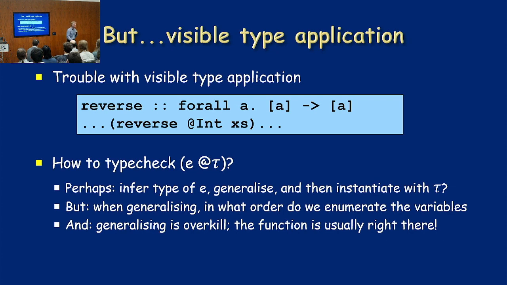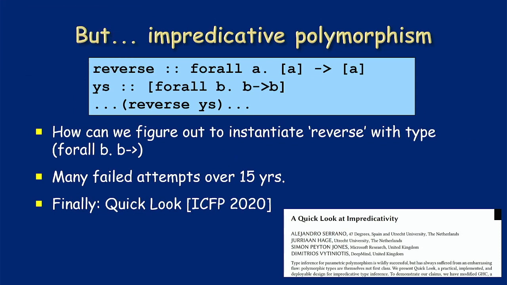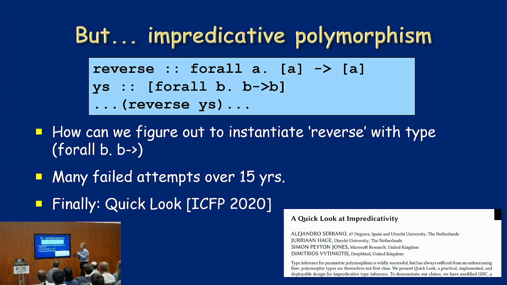Number three, impredicative types. So here's a little cottage industry of papers about trying to figure out how we could instantiate reverse, a polymorphic function, at A, not with int, but with the type for all B, B arrow B. Whoa. Okay, because now this argument here is a list of polymorphic functions, so I must instantiate A with this polytype. Okay? So how are we to do that?